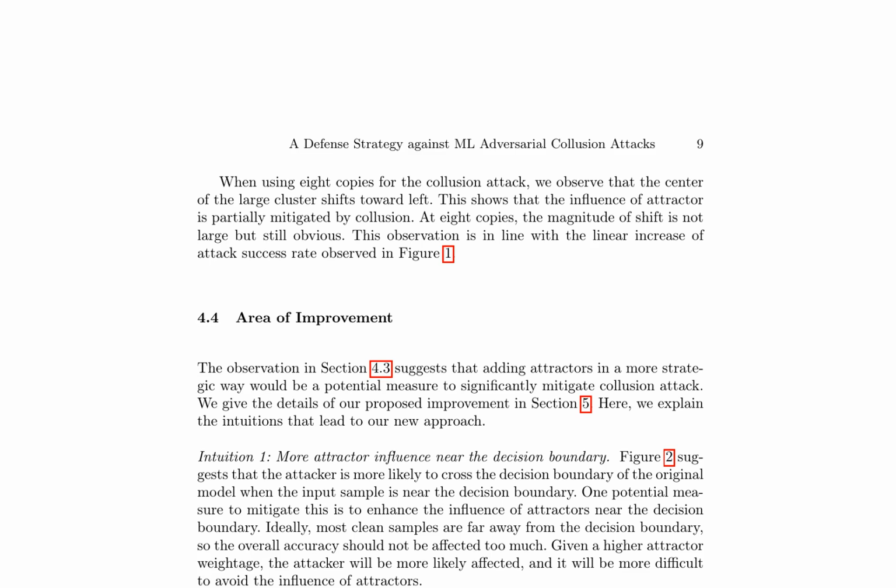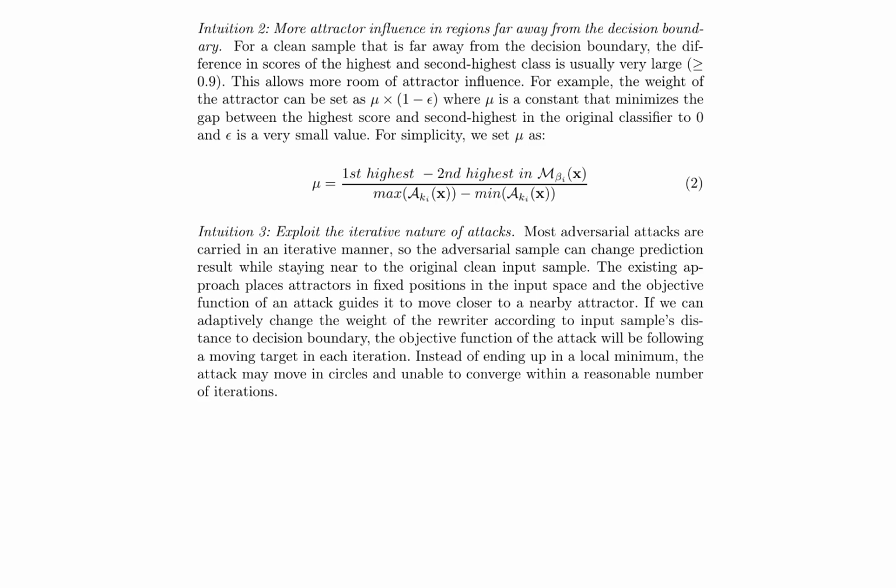For samples far away from the decision boundary, the authors derive a value for the weight of the rewriter, ensuring that the predicted class for the combined model is about to flip from the prediction made by the original model. This value, denoted as mu, is computed by solving an equation that minimizes the gap between the highest score and the second highest in the original classifier to 0. A small value, epsilon, is then subtracted from mu to obtain the final alpha value.